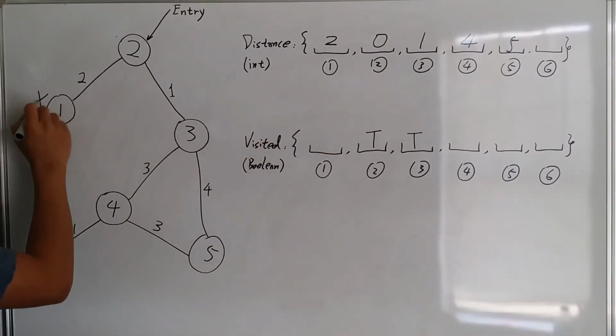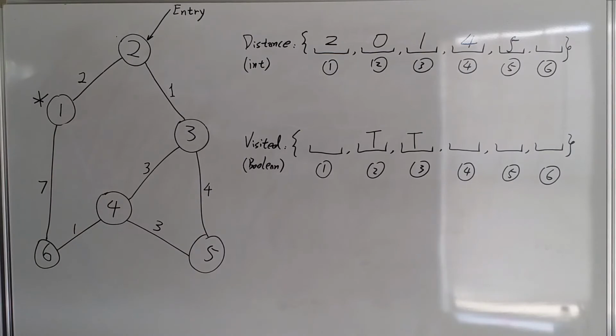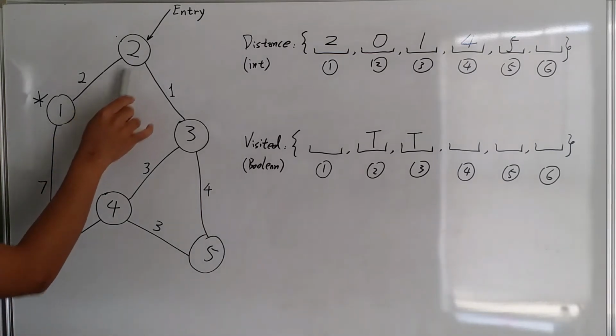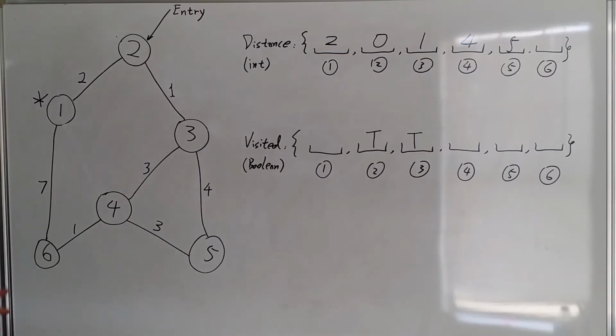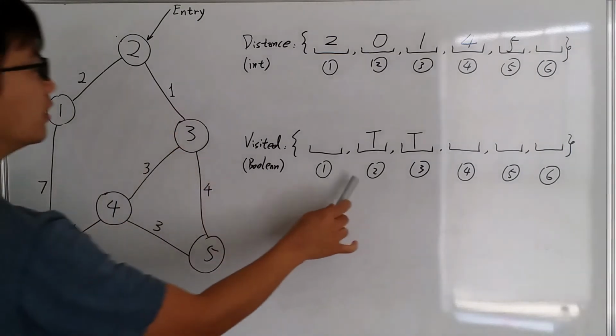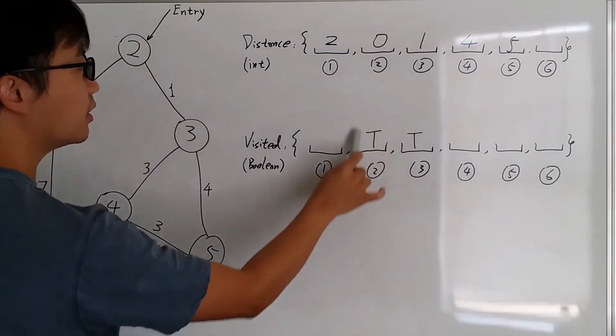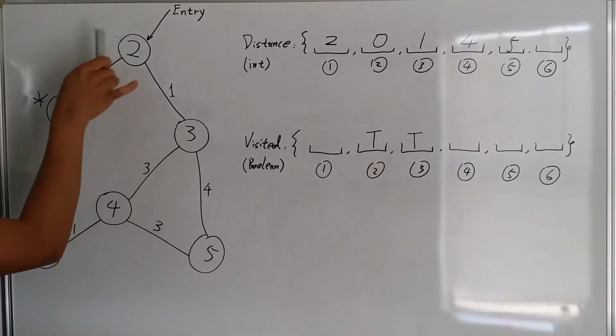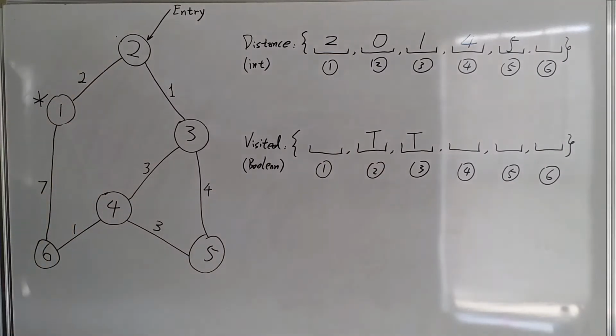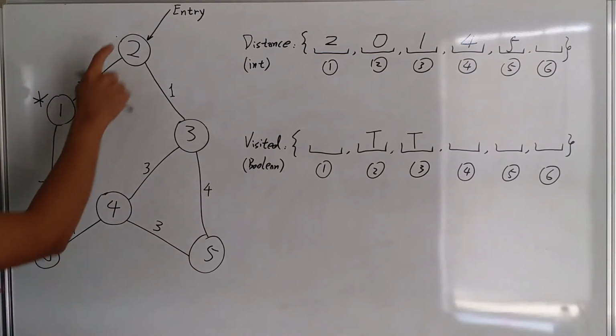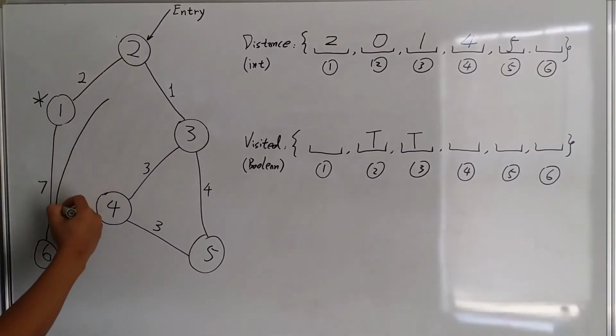We put a star here. Now we have to check the neighbors of node 1, which are 2 and 6. It has 2 neighbors. However, node 2 was already checked before, so we don't need to check it at this point. We only check the neighbor 6. So what is the distance for node 6 to get to the entrance if we travel on this road?